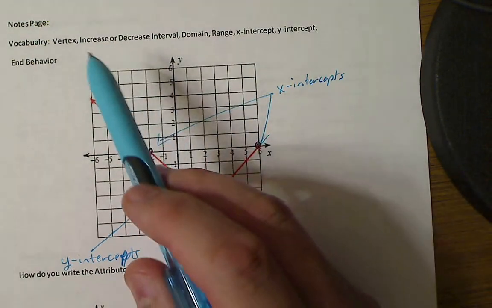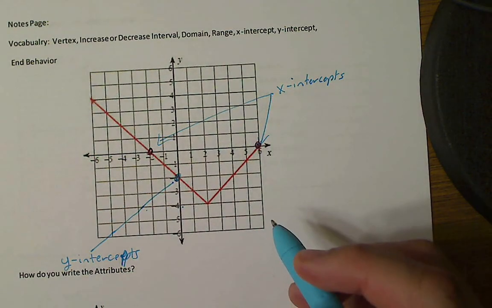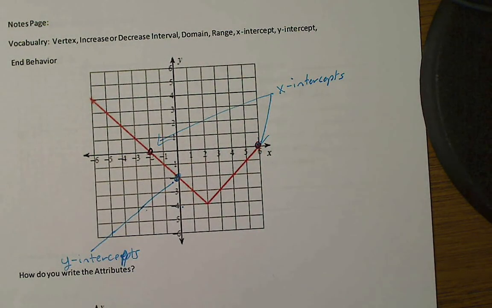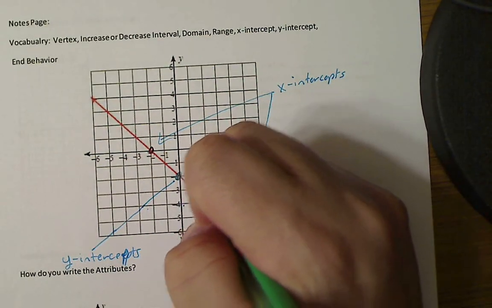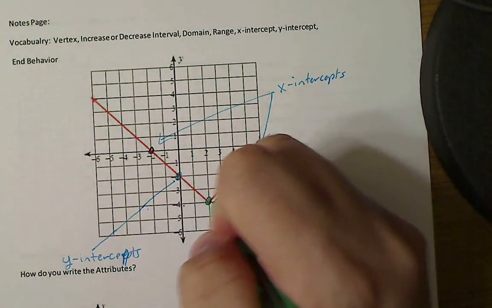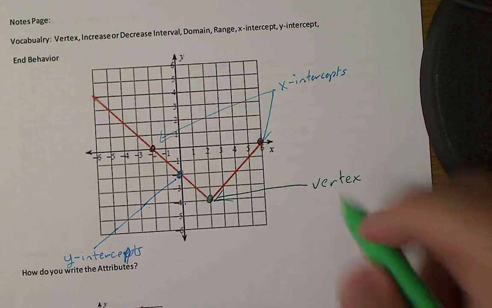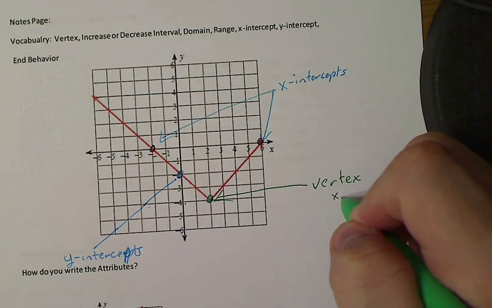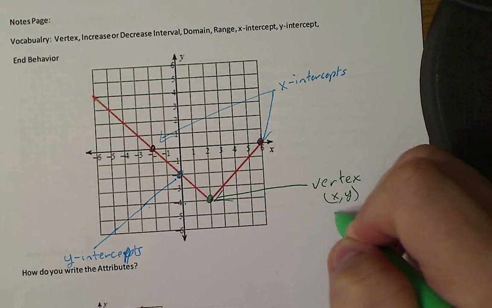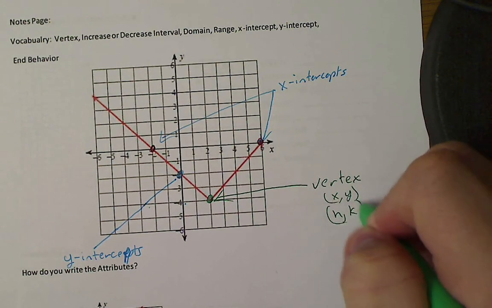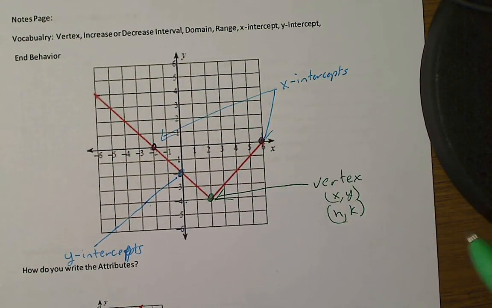Your vertex may be new depending on what you remember, but your vertex essentially is this point right here. Okay, and that's going to be a very important point when we start writing equations later on. And we're going to call this x and y. When we start writing equations, we're going to call this h and k later on. Okay, so just letting you know.